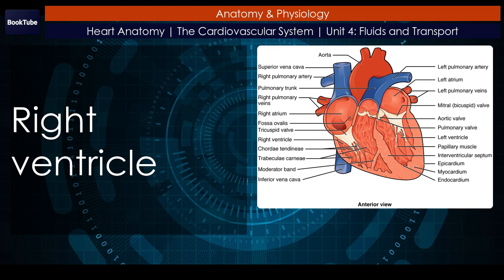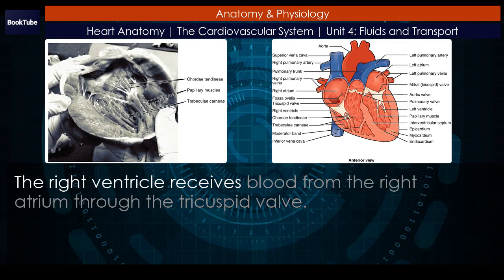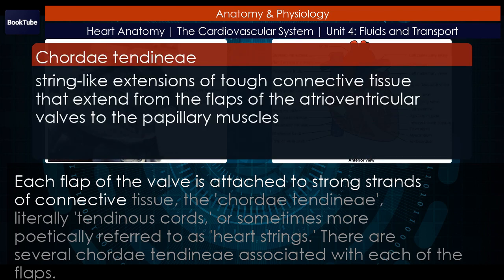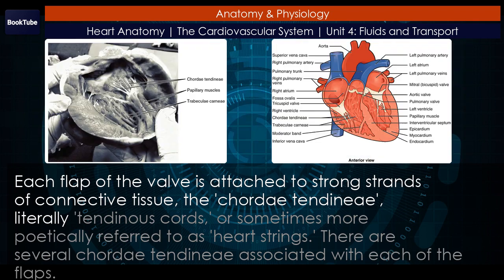Right ventricle. The right ventricle receives blood from the right atrium through the tricuspid valve. Each flap of the valve is attached to strong strands of connective tissue, the chordae tendineae, literally "tendinous cords," or sometimes more poetically referred to as heartstrings. There are several chordae tendineae associated with each of the flaps.